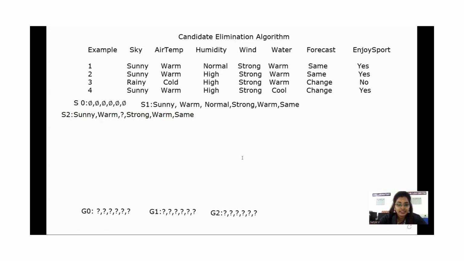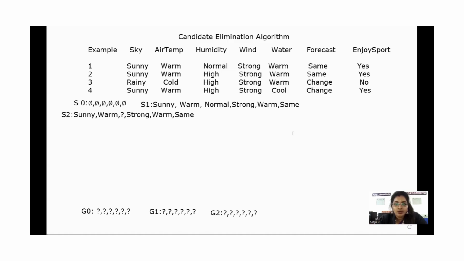Now we have completed the second case, right? Now we are moving on to your third case. The third case is rainy, cold, high, strong, warm, change. The major important thing is we have to check whether it is positive or negative. Now it is in a negative position. As I said, if it is negative, we have to start from the S value. Yes, so now I'm going to start with the S value.